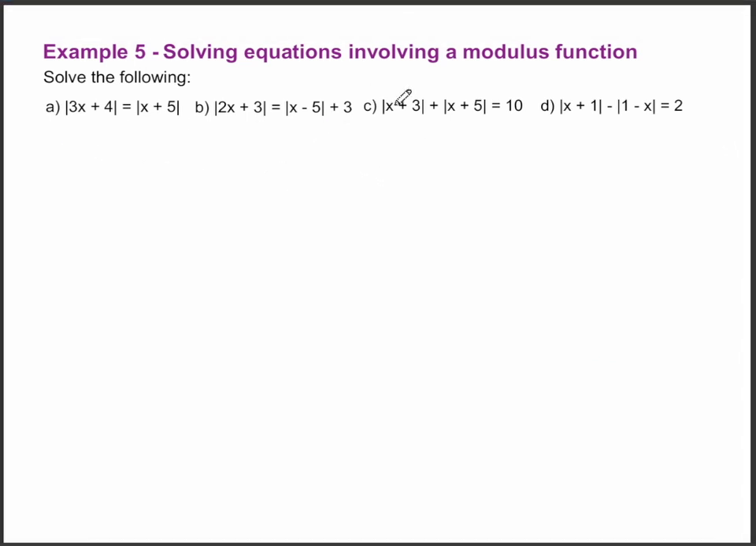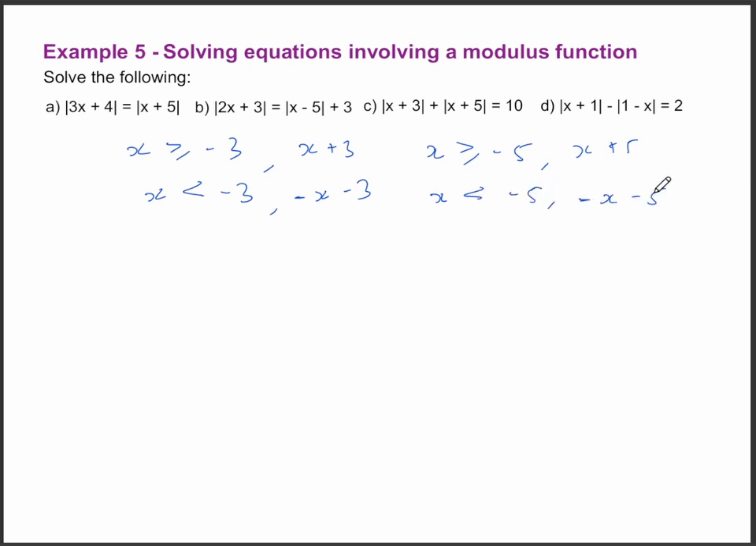So we have x plus 3, and when x is greater or equal to -3, we get x plus 3. And when x is lesser than negative 3, we get it as negative x minus 3. And on the other side, when x is greater or equal to negative 5, we get it as x plus 5. And when x is lesser than negative 5, we get it as negative x minus 5.